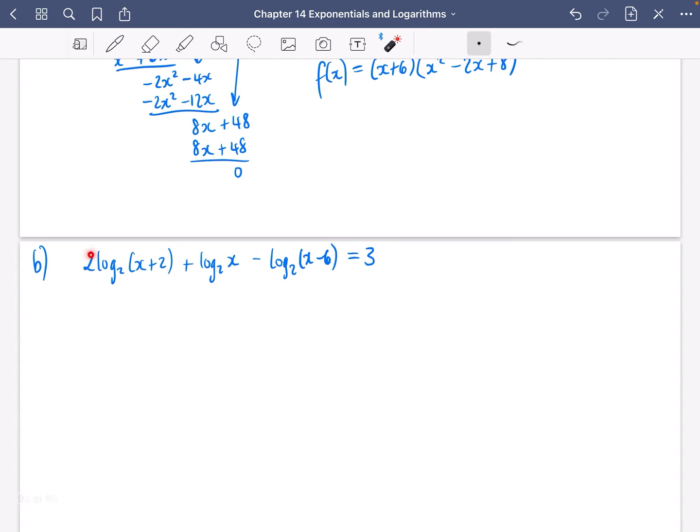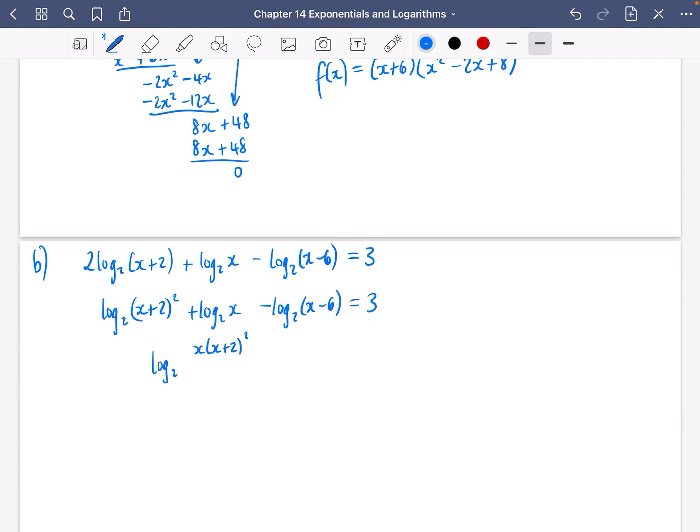I think the best thing to deal with is the fact that we've got this 2 here, so I'm going to put it inside the power. So it's going to be log base 2 of (x plus 2) squared plus log base 2 of x minus log base 2 of (x minus 6) equals 3. Now that we've got none of them with coefficients, we can actually just combine them. So these first two here are added, so it's going to become a multiplication. So it's going to be x times (x plus 2) squared, and then this bit's being subtracted, so it's going to be a division. So it's going to be divided by (x minus 6), and all of that is equal to 3.